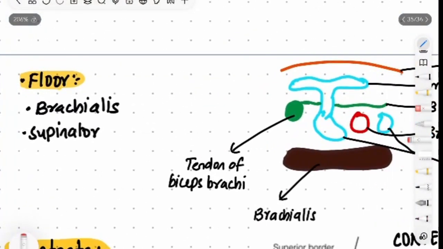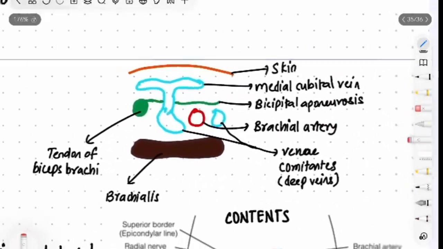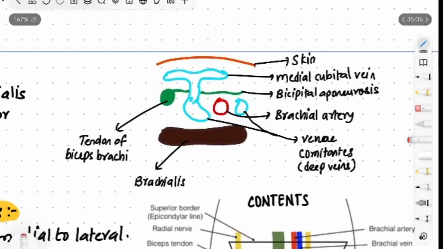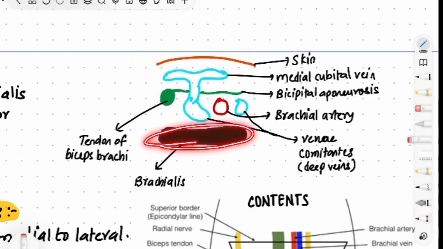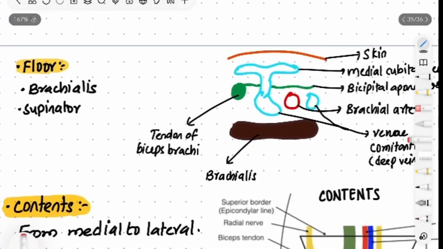Now floor of cubital fossa. The floor of cubital fossa is formed by two muscles, the brachioradialis and supinator. So this is a schematic picture of the cross section of the cubital fossa. So we have skin, medial cubital vein, and we have the tendon of biceps brachii. See, the floor is formed by the brachioradialis muscle, not the brachialis, the brachioradialis muscle.